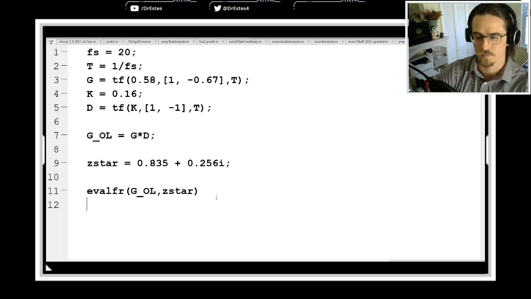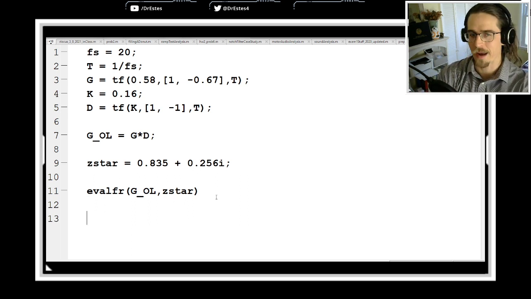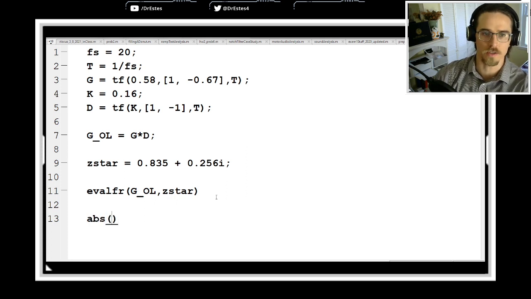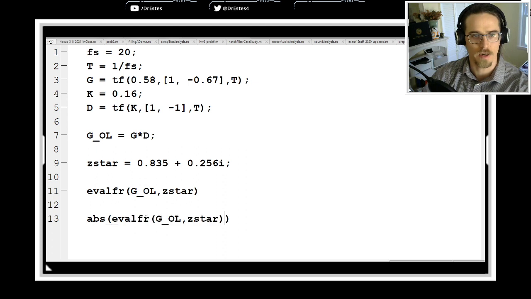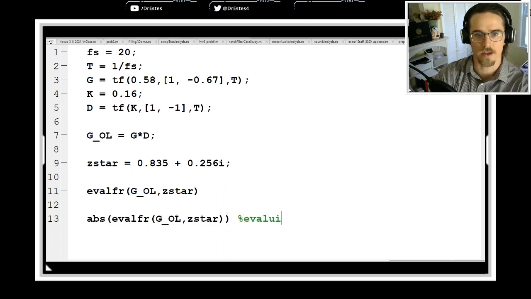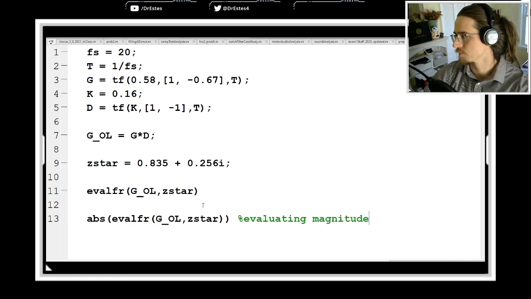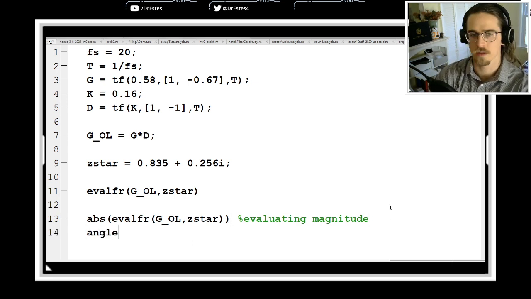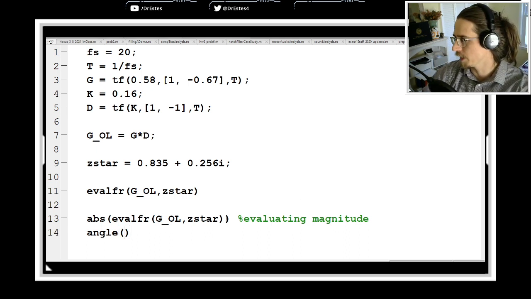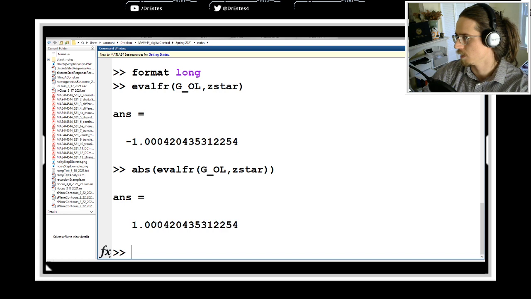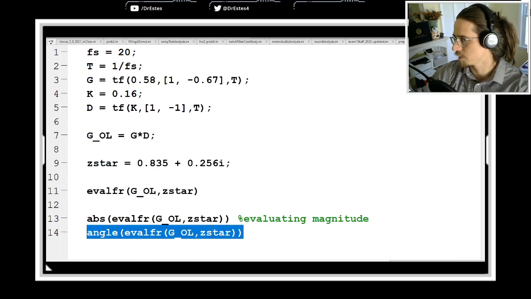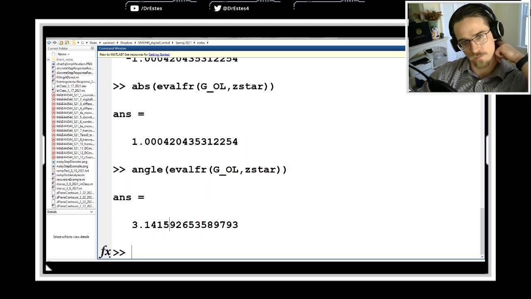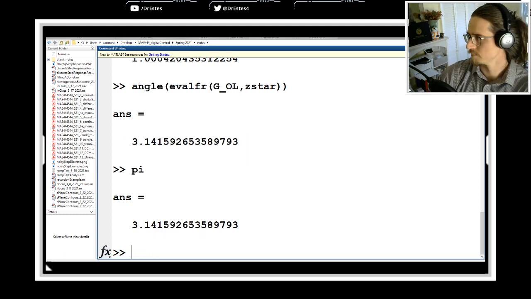Now, to do the magnitude, we use the abs command. I could just plug that in here. So this is evaluating magnitude. And to get the phase angle, we use the angle command. Let's run these one at a time. Obviously it's just taking the magnitude of that, so it's just the positive. And then if we take the angle, this should evaluate to, okay, that's basically pi, or it is pi. Beautiful.